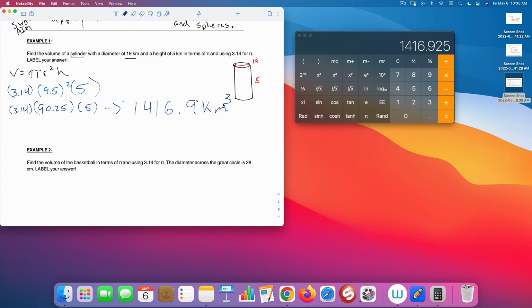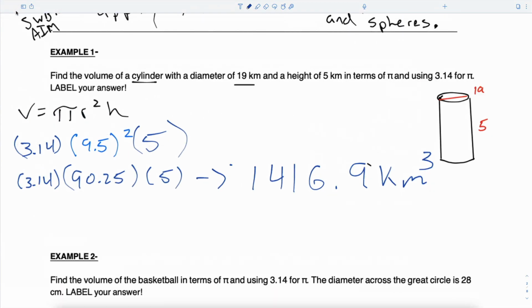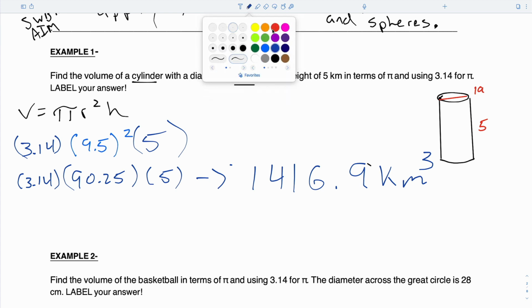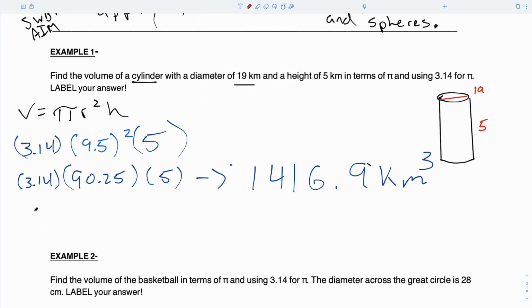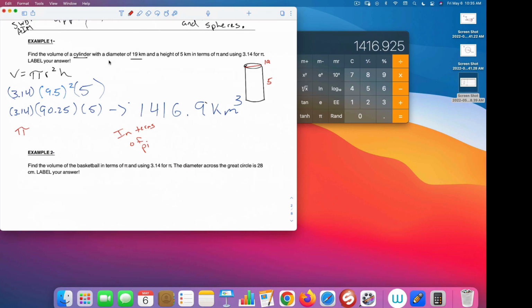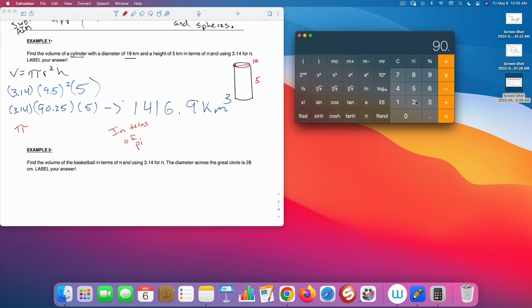Kilometers cubed. But this one says something kind of tricky. It says it wants it in terms of pi and using 3.14. If it says in terms of pi, we're going to leave this thing as the pi and just multiply those two numbers. So here's our first option. Our second answer is in terms of pi, and it looks like this. 90.25 times 5, and then we're going to put a pi after it. 451.25 pi.